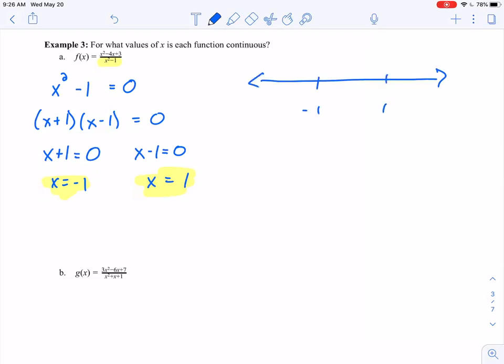I'm going to put those two x values on my number line. And essentially what I'm saying is that my function is continuous everywhere except for this value, negative 1, and this value right here. So I've essentially broken my number line up into 3 chunks. I've got the part to the left of negative 1, the part between negative 1 and positive 1, and then the part to the right of positive 1 over here. So when we talk about interval notation, we have 3 separate intervals to talk about here.